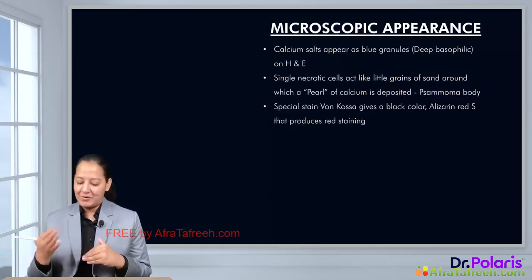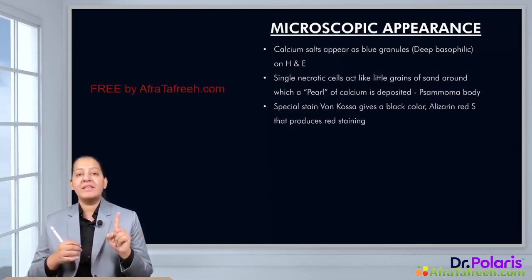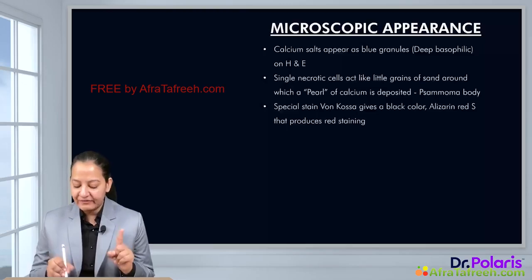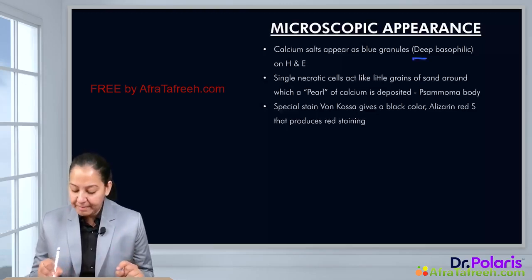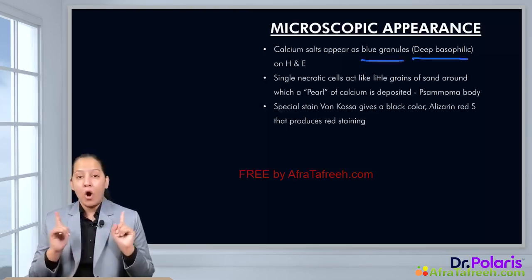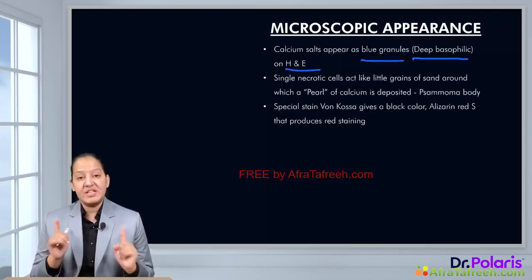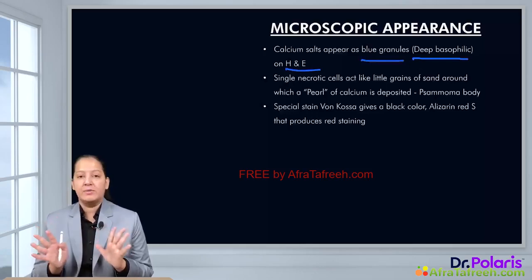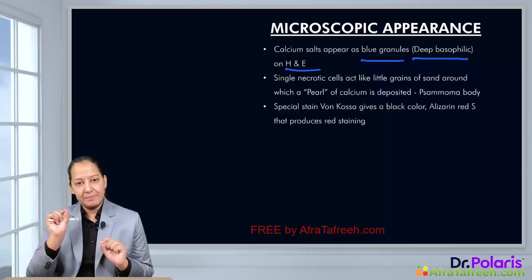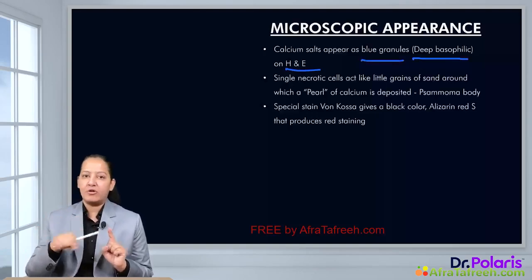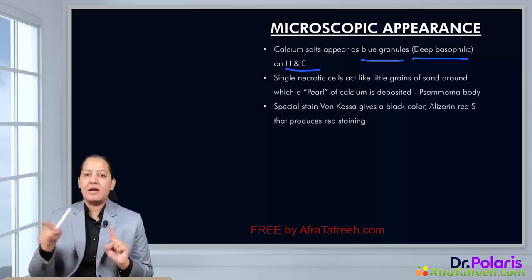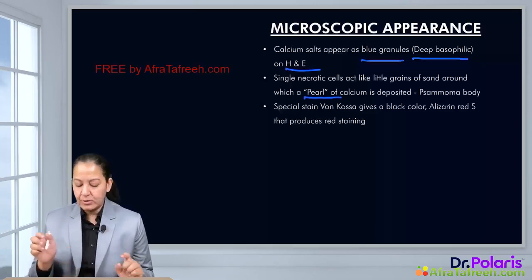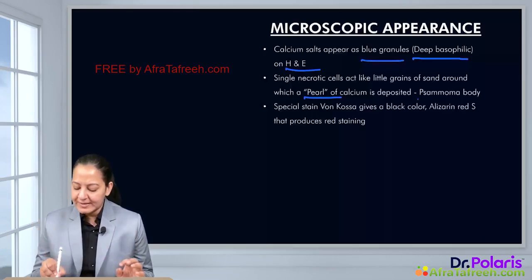Now coming to microscopy. In microscopy, the calcification appears as deep basophilic blue color granules. On H&E stain, they appear as deep basophilic blue granules. Sometimes the calcium is deposited in the center and dead and necrotic tissue forms concentric rings along it. It is known as a pearl of calcium, or it is known as Psammoma body.